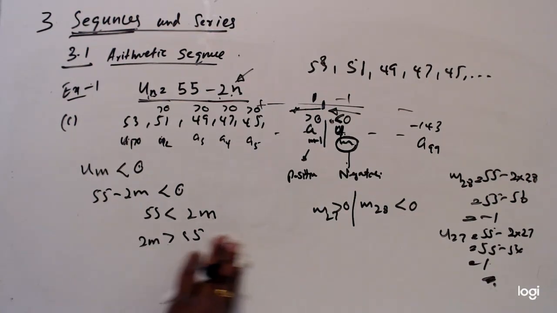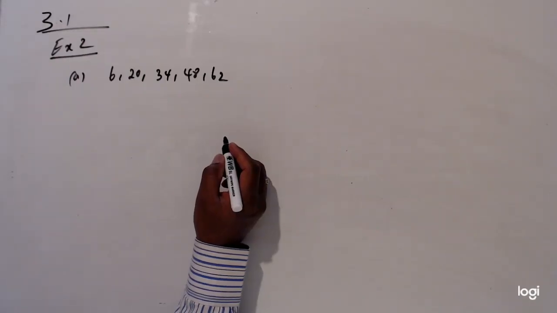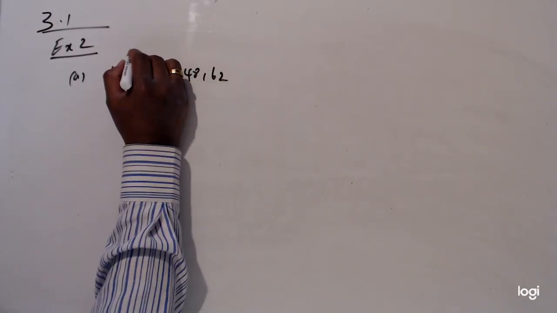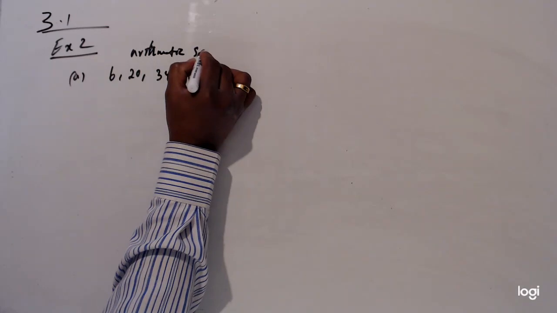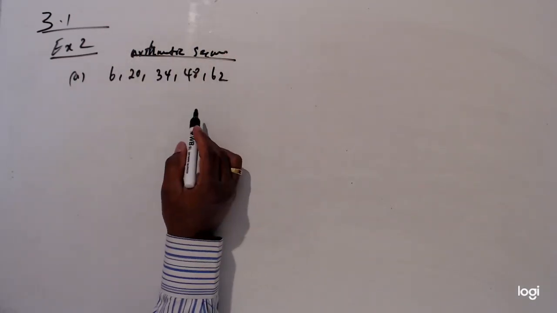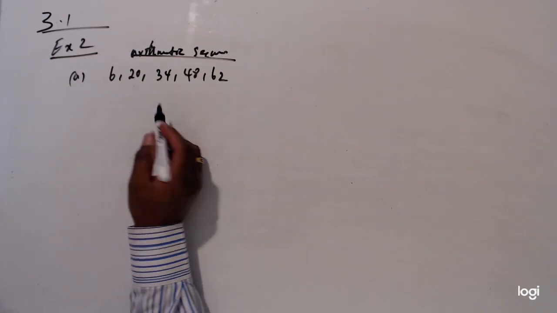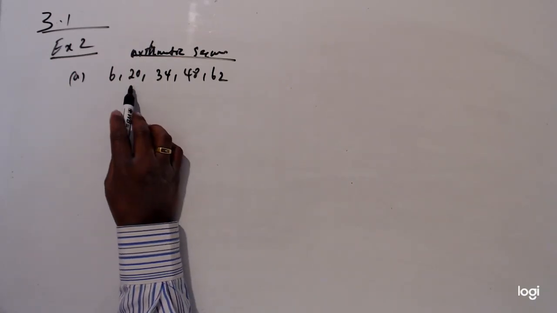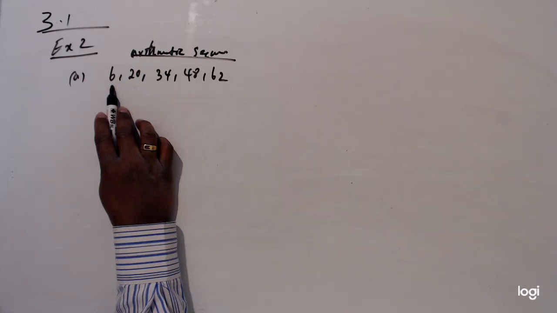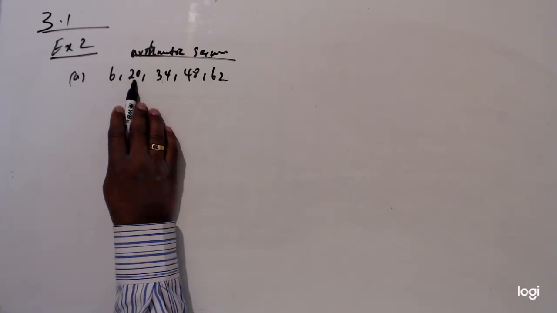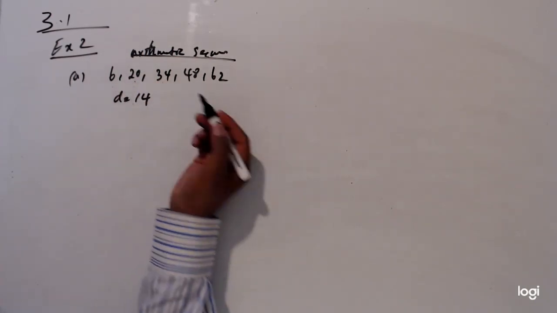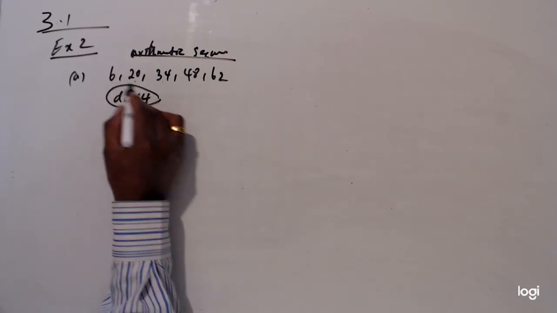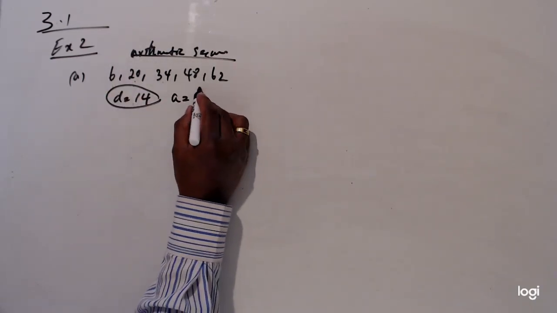Let's discuss example 2. We need to find, it is given that this is an arithmetic sequence. You know arithmetic sequence means the difference between two consecutive terms is always constant. So 20 minus 6, that is 14. 34 minus 20, 14. So the common difference is 14. That's all you need to know. And the first term is 6.